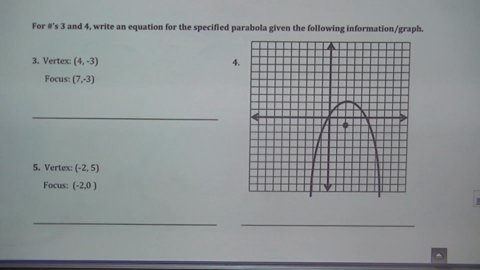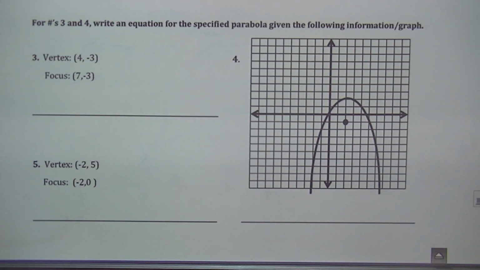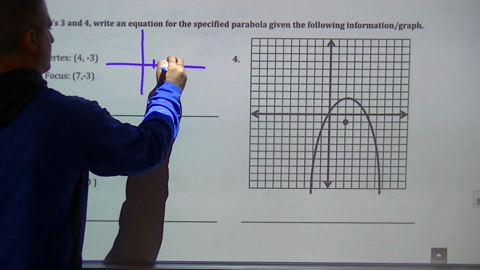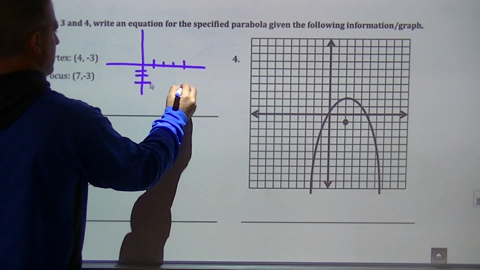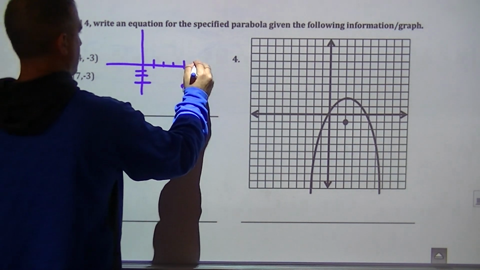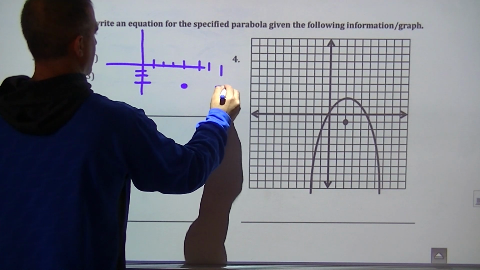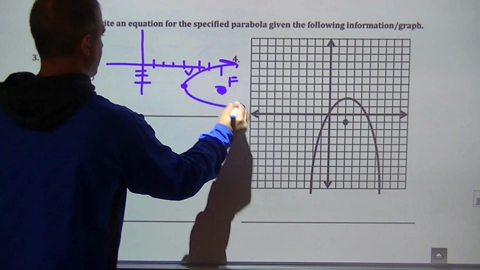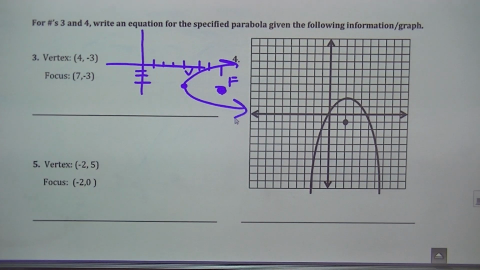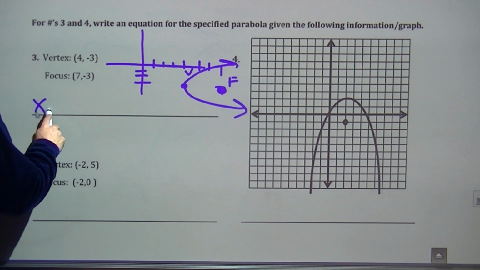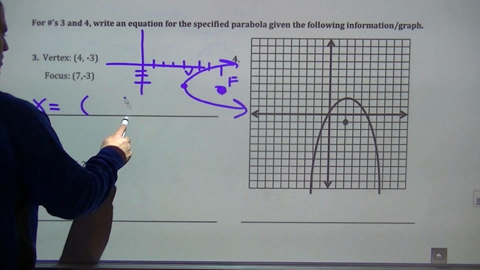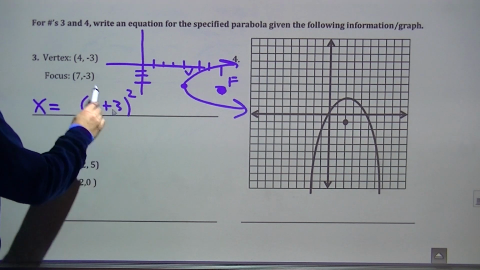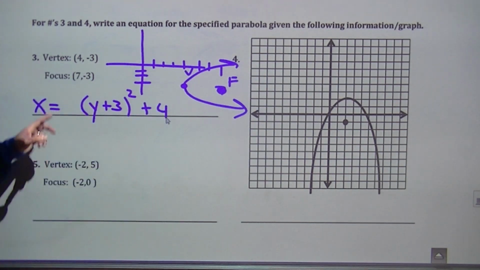All right. These, write the equation. Okay, so what you want to do is do a sketch of this. Okay, so 4, -3, 1, 2, 3, 4, 1, 2, 3. All right, 5, 6, 7. Here's my focus. My vertex is here, so this is going to go like this. Okay, so at this point I know I'm going to have an x equals 1. Okay, x equals with y squared. So I got to be careful. +3, +4. Make sure that lines up.